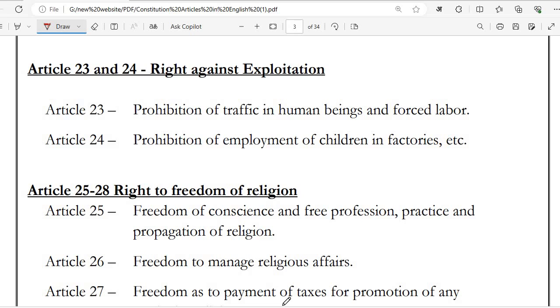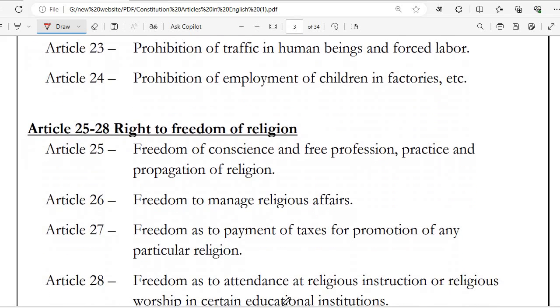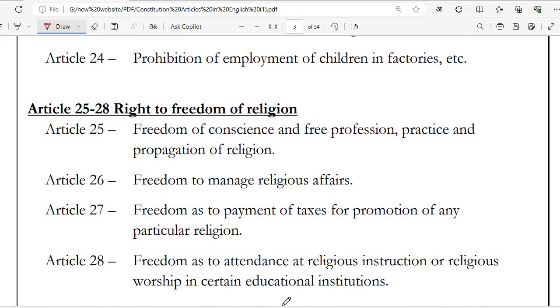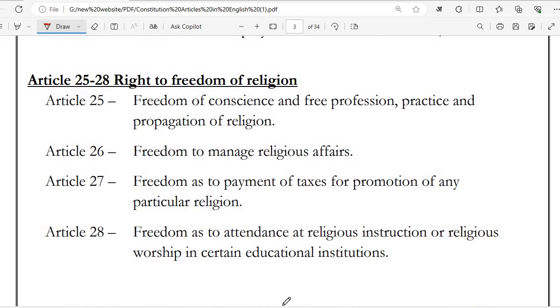The next fundamental right is the right to freedom of religion, and this right provides four kinds of liberty to all the religious communities in India, through which we can ensure secularism in India. Article 25: freedom of conscience and free profession, practice and propagation of religion. Under this article the term Hindu has been defined by the Supreme Court to include Sikhs and Buddhists. And the right to conversion, you may change your religion anytime, is also under this article.